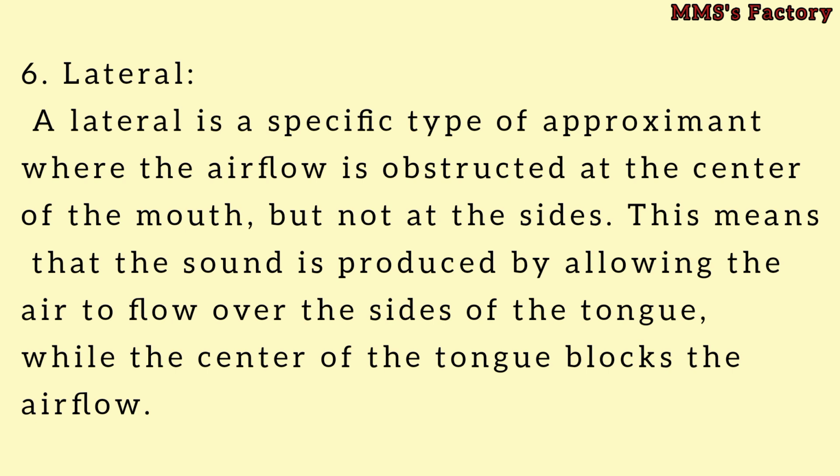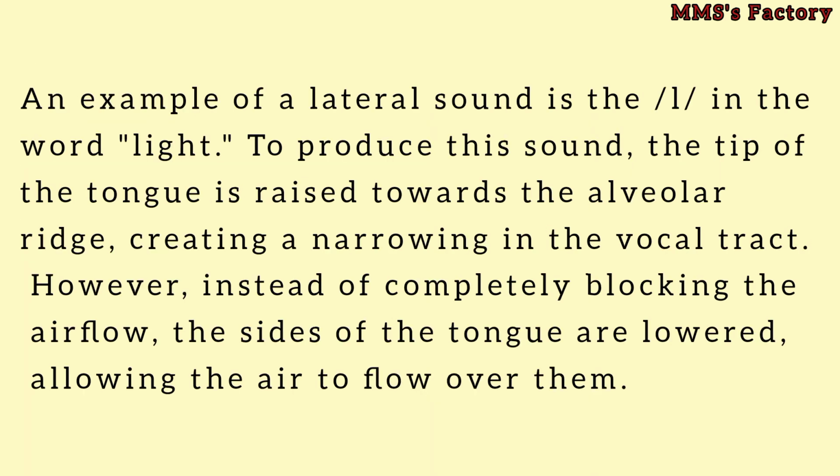6. Lateral. A lateral is a specific type of approximant where the airflow is obstructed at the center of the mouth, but not at the sides. This means that the sound is produced by allowing the air to flow over the sides of the tongue, while the center of the tongue blocks the airflow. An example of a lateral sound is the L, in the word light.